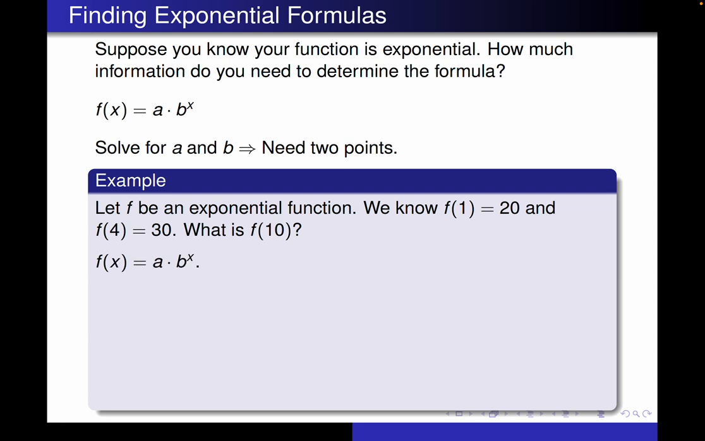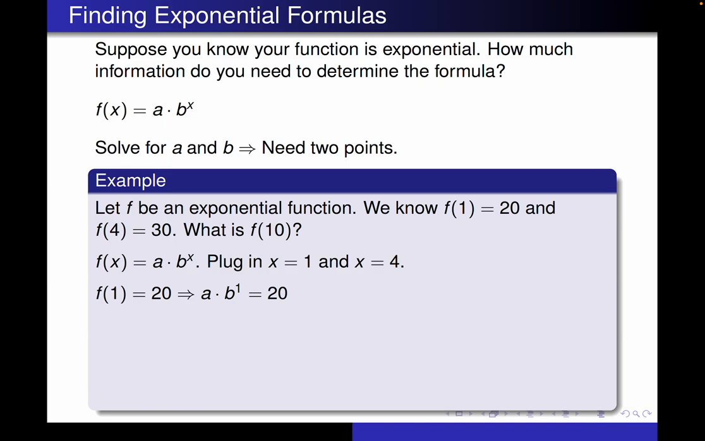So we know f is an exponential function. That means that it has the formula f of x equals a times b to the x. A and b are constants. So we know what happens to the function at x equals 1 and x equals 4. Let's see what happens when we plug those in. When we plug in x equals 1, we get f of 1, which is, by our given information, equal to 20. But we can also plug x equals 1 into our formula, a times b to the x. So we get a times b to the 1 is also f of 1, which means it has to equal 20.